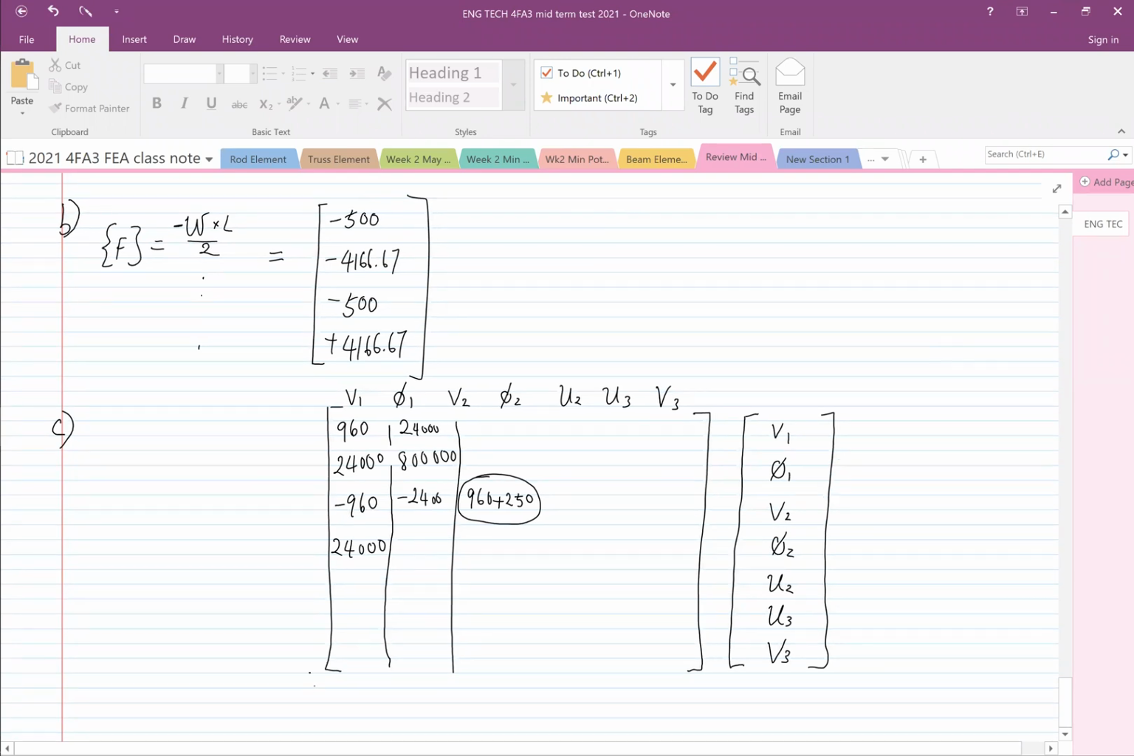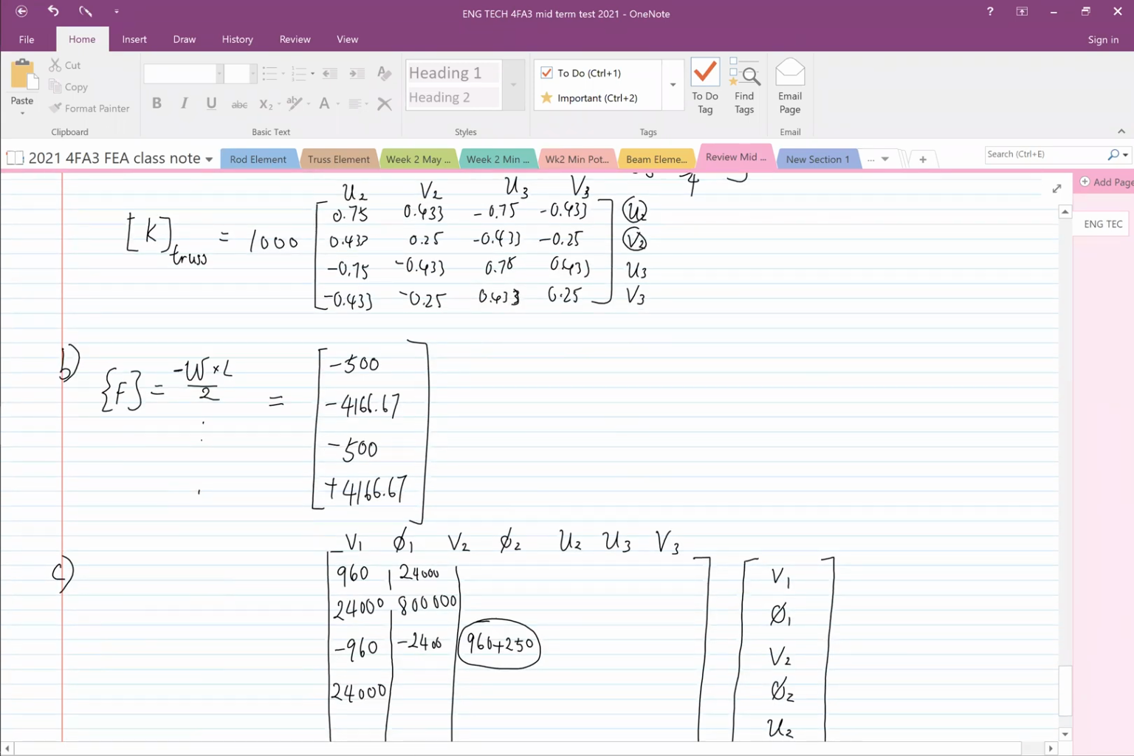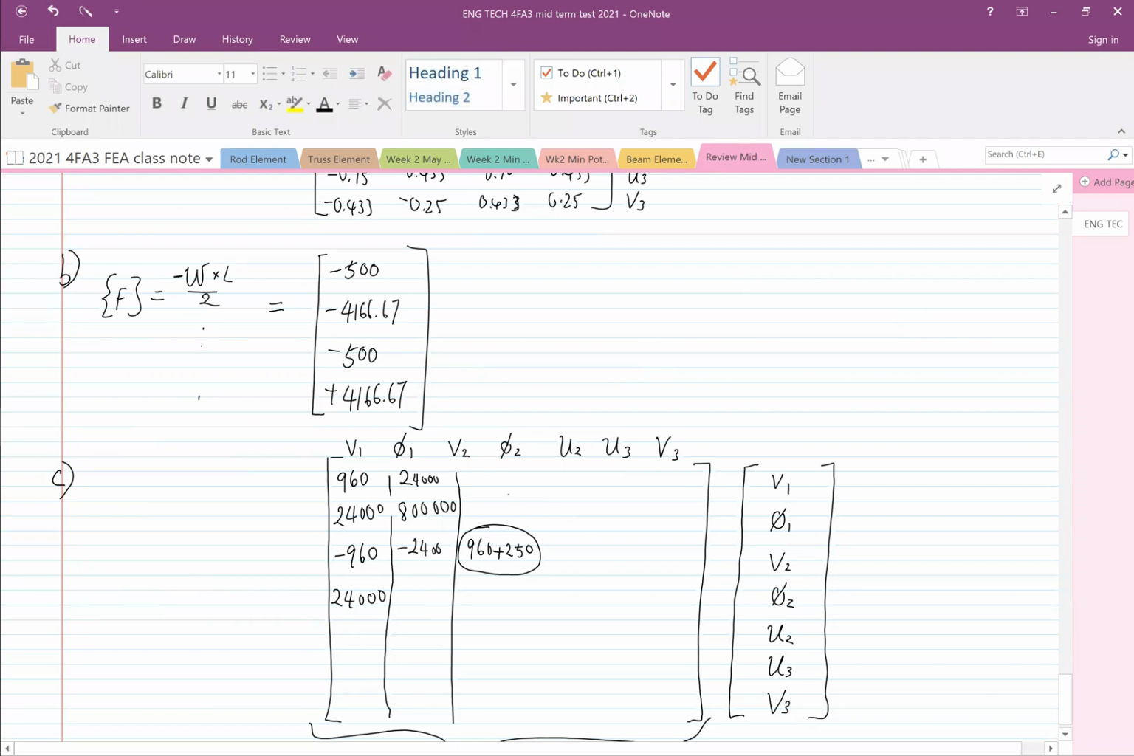I assume you know this one. Basically you just move all those numbers into the new box, patiently and carefully. And I can tell you only this one is affected, this box.